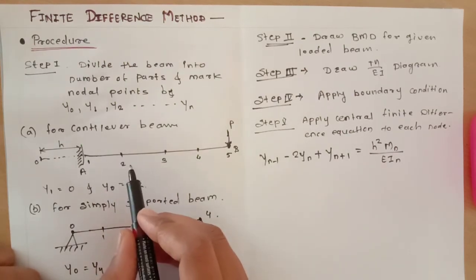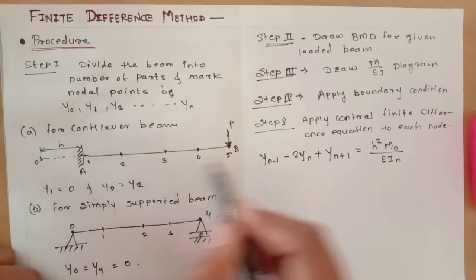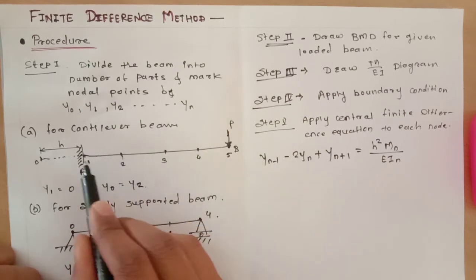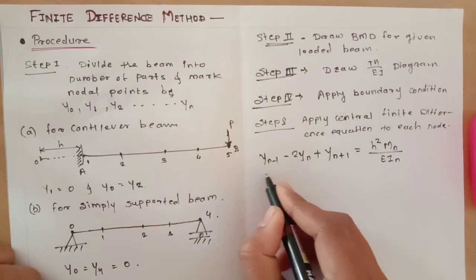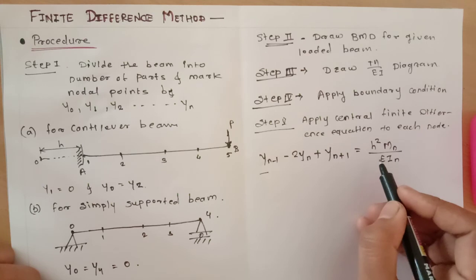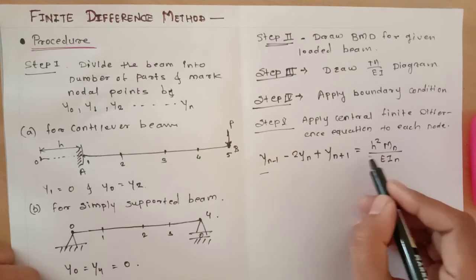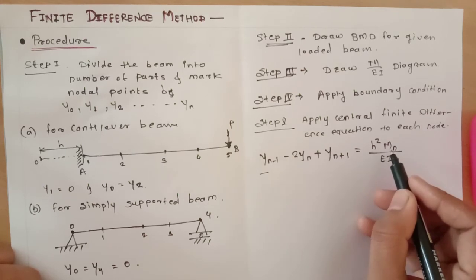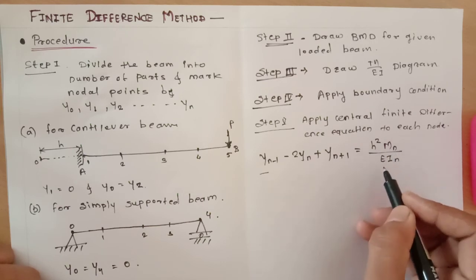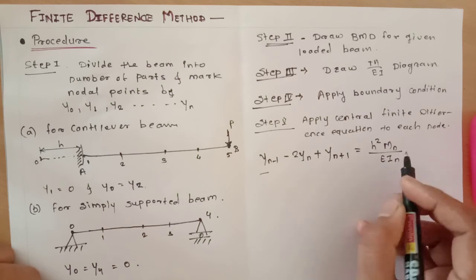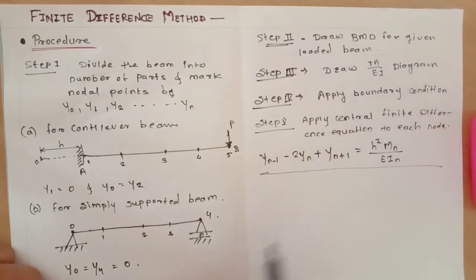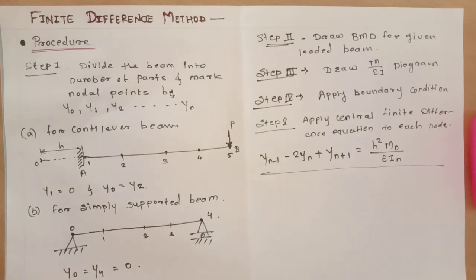That means the deflection under these node points 1, 2, 3, 4 and 5. So here y means deflection, h is nothing but the distance interval at any point, M is the moment at any section, E is the modulus of elasticity, and I is the second moment of inertia. Okay, and from this equation we get the deflection at each node. These are the step by step procedure to find out the finite difference method. Okay, thank you.